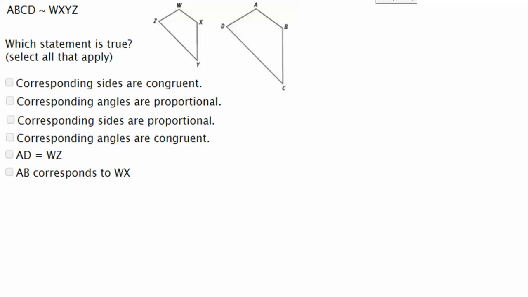This is really a question about vocabulary. There are several things that you need to know. First of all, corresponding sides. There's a couple of ways you can do this.